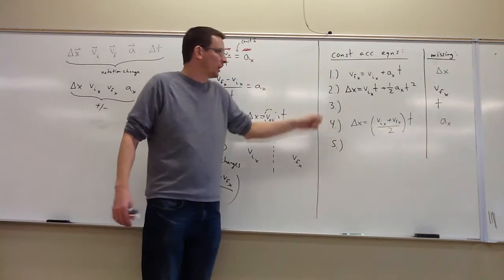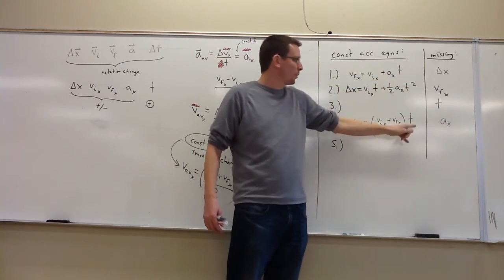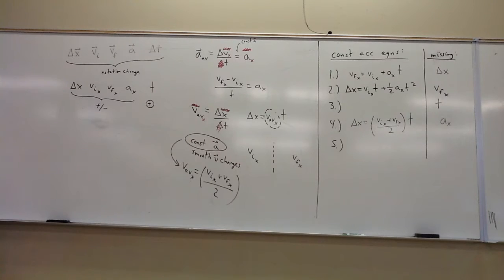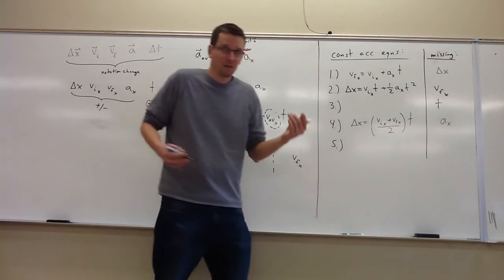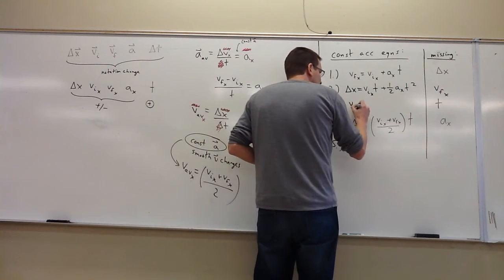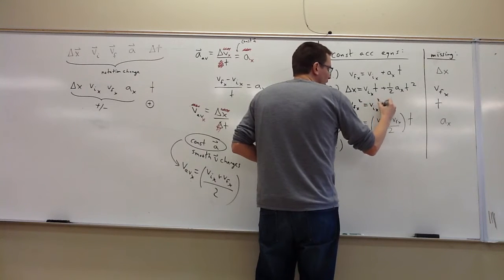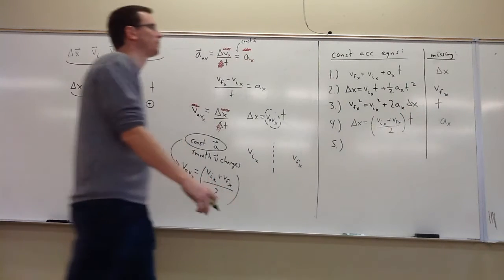Let's use 1 and 4 again. For instance, we could solve equation 1 for t and then put it into equation 4 in for t, and we get a new equation without t, right? So let me tell you what you would get. Try it if you want yourself. I'm just telling you what the algebra results in. You get v final squared equals v initial squared plus 2a delta x.